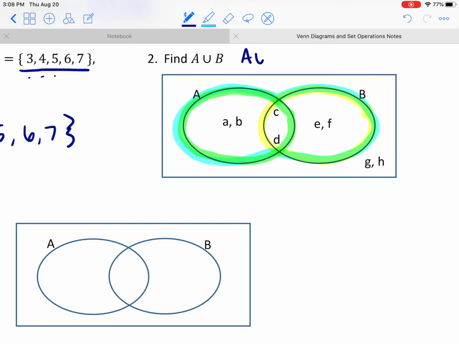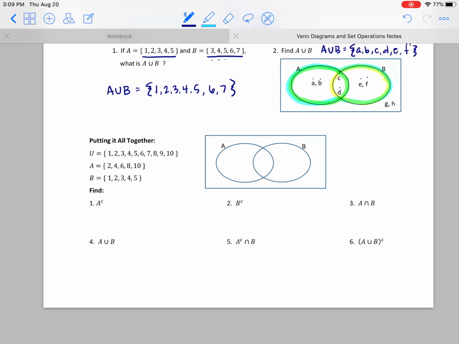So A united with B is going to include A, B, C, D, E, and F. The only thing we exclude would be G and H. Those are the only elements that aren't in either one of those sets. Okay? So those are the three operations.